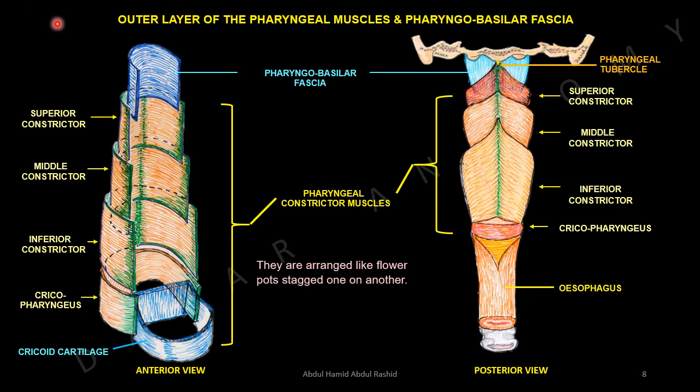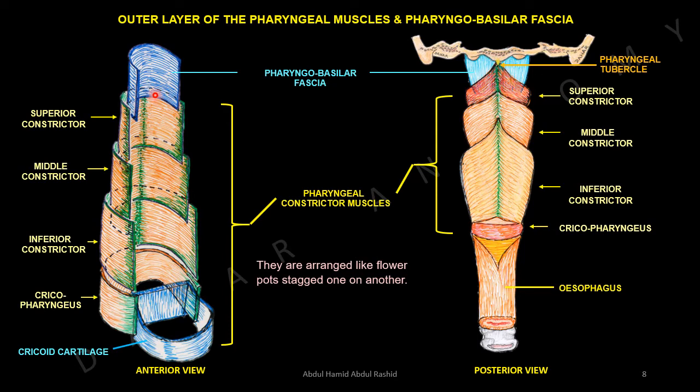This is a schematic diagram of the outer layer of the pharyngeal muscles, that is, the sphincter muscles and pharyngobasilar fascia. This diagram is seen from in front. You can see here, these are the constrictor muscles. This is the inferior constrictor, middle constrictor, superior constrictor. They are stacked on one another. Above the inferior is the middle constrictor. Above the middle constrictor is the superior constrictor.